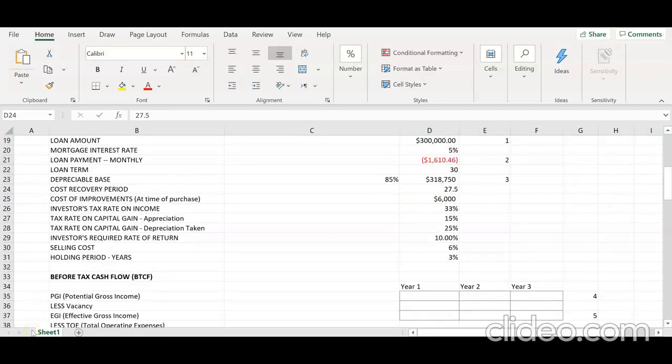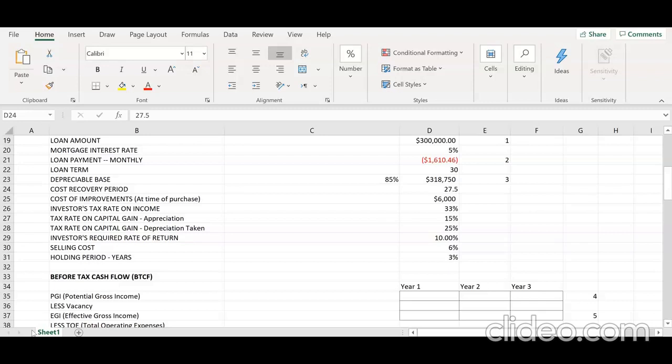And then I started by calculating the before tax cash flow. To get the potential gross income, I multiplied the number of units by the monthly rent by 12 months for the first year. For the second and third year, I multiplied the previous year's PGI by 1 plus the rent growth rate. For the vacancy, I multiplied PGI by the vacancy rate of 9%.